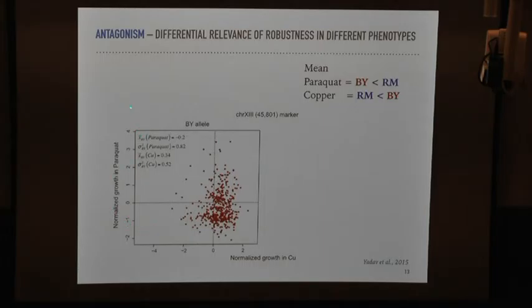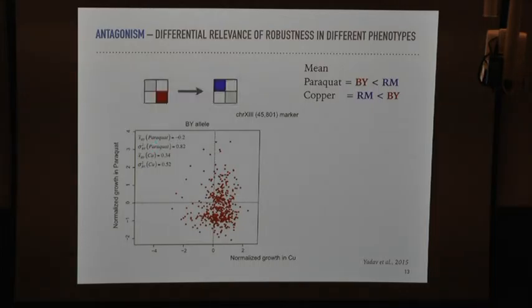Now, this is a plot of fitness profiles of all the individuals containing the BY allele. This is the growth, the standard phenotype, of these individuals in paraquat, and this is in copper. And as you can see, the majority of the individuals are actually better in copper, but poorer in paraquat. And these are the various variances and means of this.